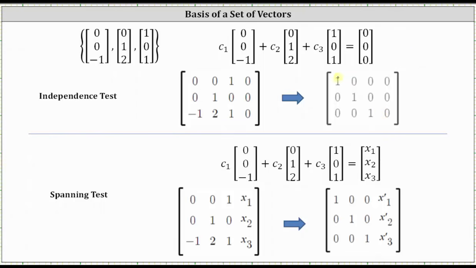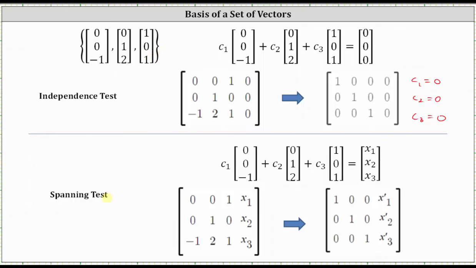So just like the second set, we know that C sub 1 must equal 0, C sub 2 must equal 0, and C sub 3 must equal 0, indicating the set of vectors is independent, and because we have 3 vectors in R3, will also span R3, the set of vectors does form a basis for R3.